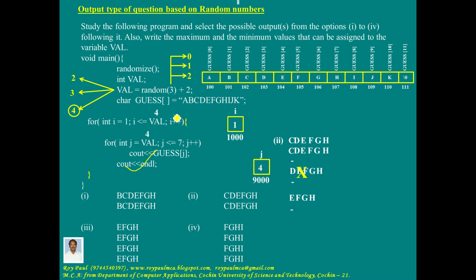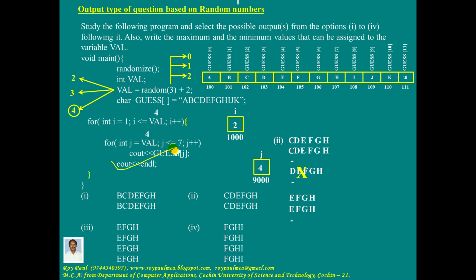Now after this, control comes here. So I incremented, I becomes 2. After this, condition checked. So 2 less than or equal to 4, true. It comes inside. Now the meaning of this one, all the characters from index 4 to index 7 displayed. So this is index 4, E. This is index 7, H. So you get E, F, G, H. And because of this endl, cursor goes to next line.